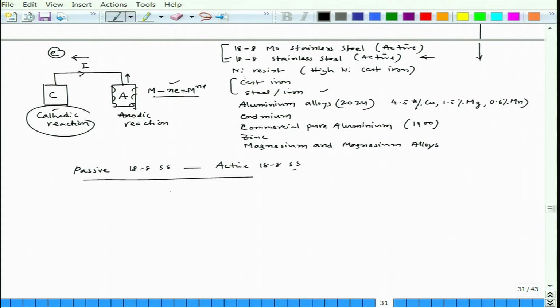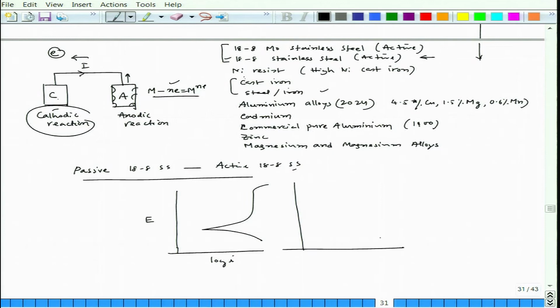Now, 18.8 stainless steel is a self-passivating metal, okay? And if we try to see their polarization behavior, E versus log I, it could be this or it could be this, depending on the solution. Now, this is self-passivating, and this is active-passive.